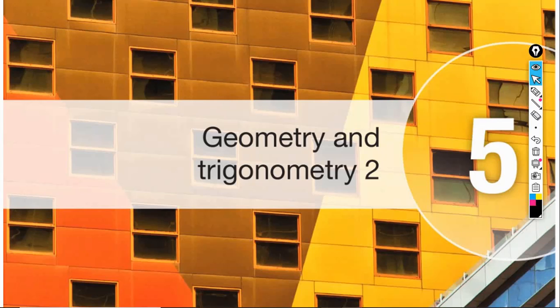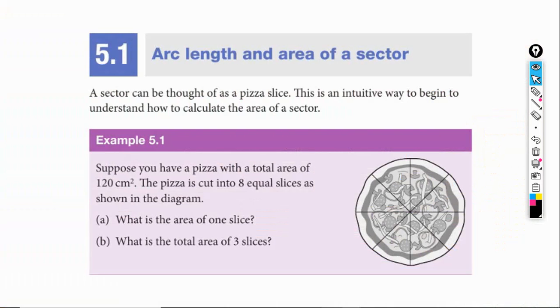Hi everyone. So this week we're going to be covering a couple of topics from Chapter 5, namely Geometry and Trigonometry 2. And in this chapter we're going to be studying arc length and area of a sector. Now we're talking about circles.